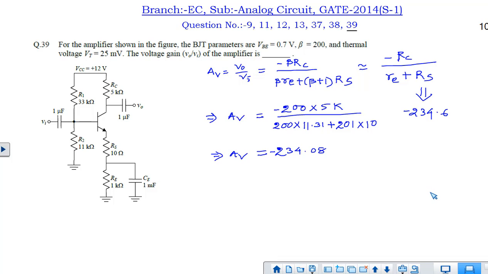This concludes analysis of all the questions that appeared in GATE 2014 set 1 with respect to analog circuit.